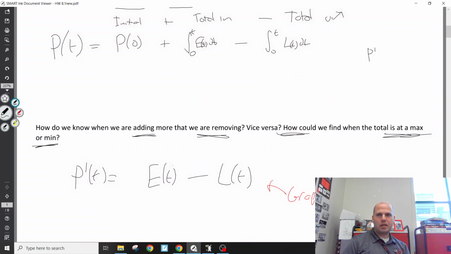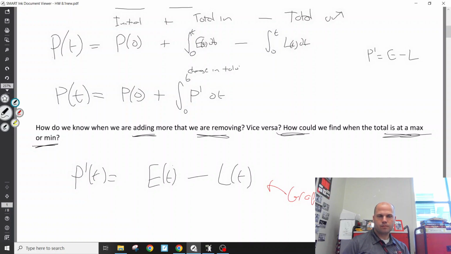Which actually gives me another way to find a total. If I know P prime is E minus L, I could say my total amount will equal my initial amount plus the displacement, or the area under my derivative. It's almost like we could do things separately. We can either have it as two different integrals, total in minus total out, or know that this is just the change in my total. One way is probably beneficial in certain situations, and this way is beneficial in other situations, depending on what's going on.